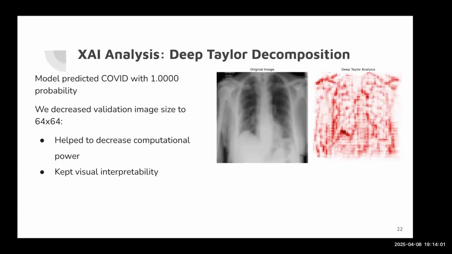So for the explainable AI analysis of deep Taylor decomposition, you could see the heat maps of deep Taylor analysis compared to the original chest x-ray. And the model predicted COVID with 1.0 probability, but we decreased the validation image size to 64 by 64 to help decrease computational power and to keep visual interpretability.